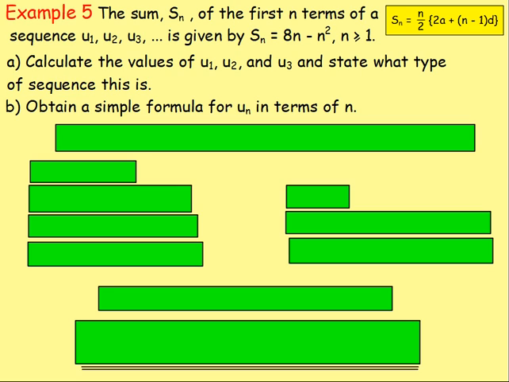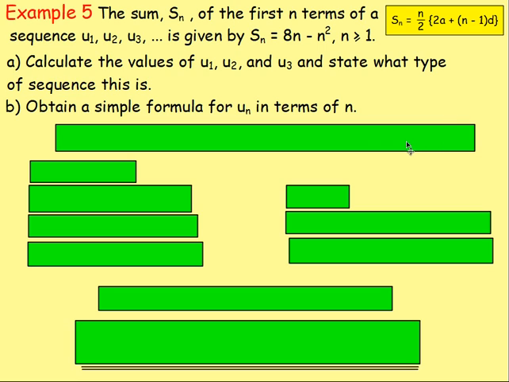Example 5. The sum Sn of the first n terms of a sequence u1, u2, u3, and so on is given by Sn equals 8n minus n squared, where n is bigger than or equal to 1. Part A, calculate the values of u1, u2, and u3 and state what type of sequence this is. And part B, obtain a simple formula for un in terms of n.